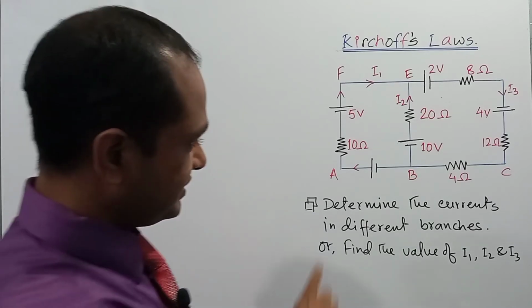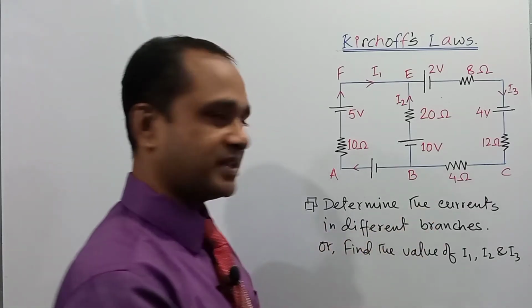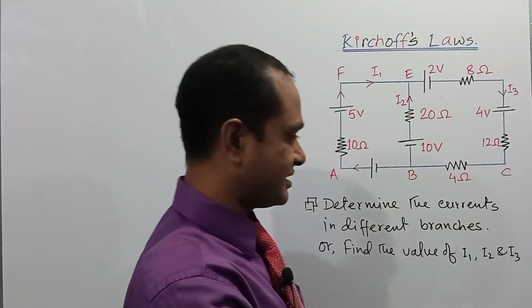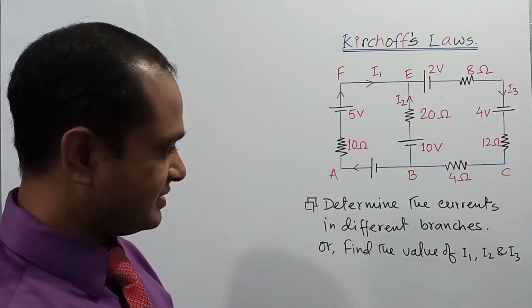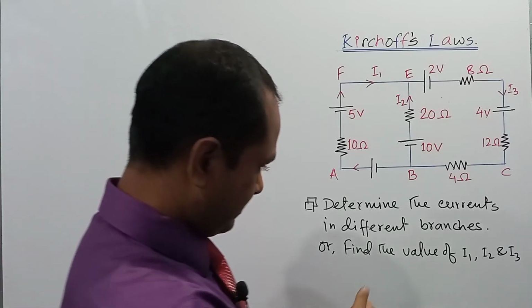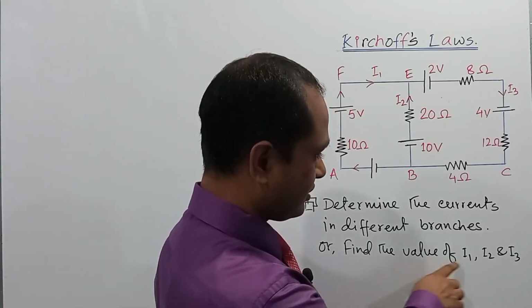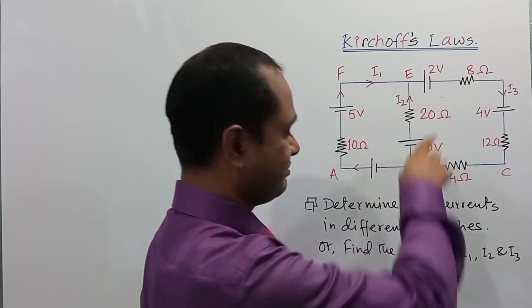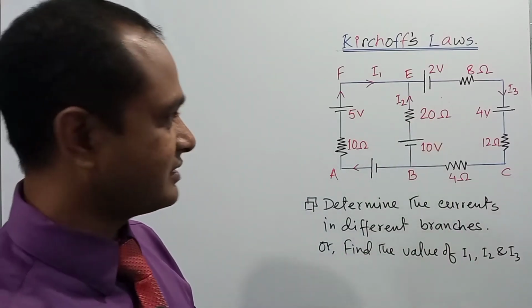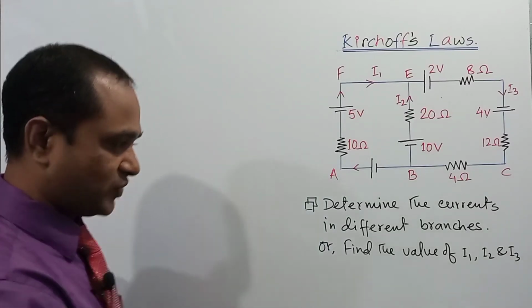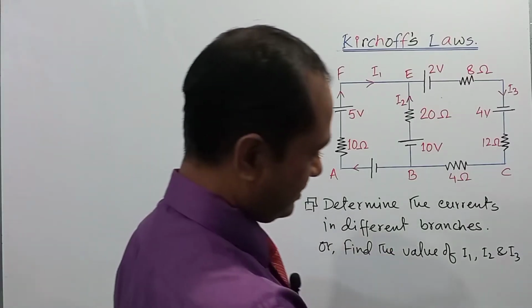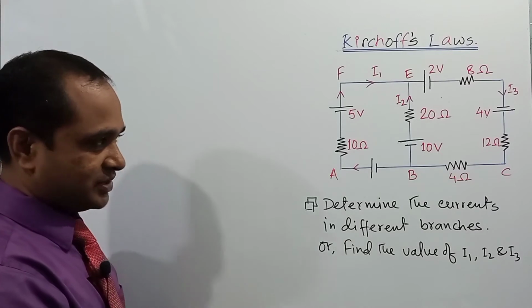Their question is to determine the currents in different branches. So from this complex circuit we need to determine the currents in the different branches, or simply the question may appear like this: find the values of I1, I2 and I3, because in different branches the currents are indicated by I1, I2 and I3. So determine these currents from the circuit.